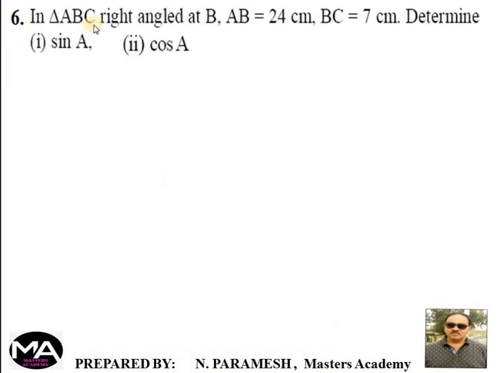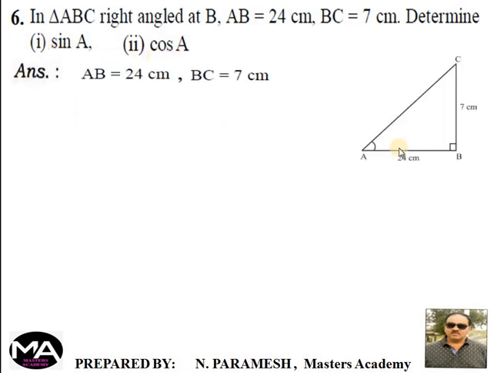Sixth question. In triangle ABC, right angle at B, AB is equal to 24 centimeters, BC is equal to 7 centimeters. Determine the subdivisions: first question, sin A; second question, cos A. Answer: right angle triangle. Angle A is given, BC is opposite, AB is adjacent, AC is hypotenuse. The value of AB is given as 24, BC is given as 7.